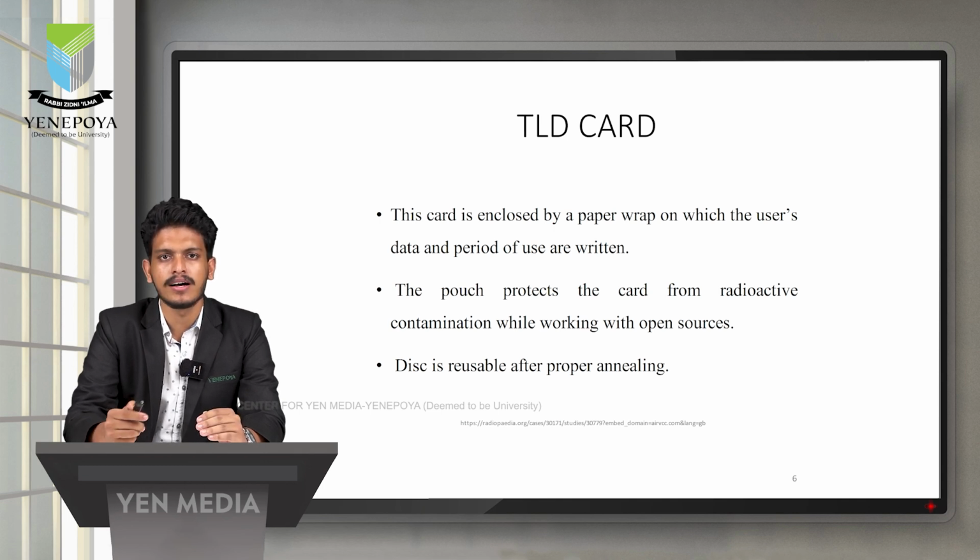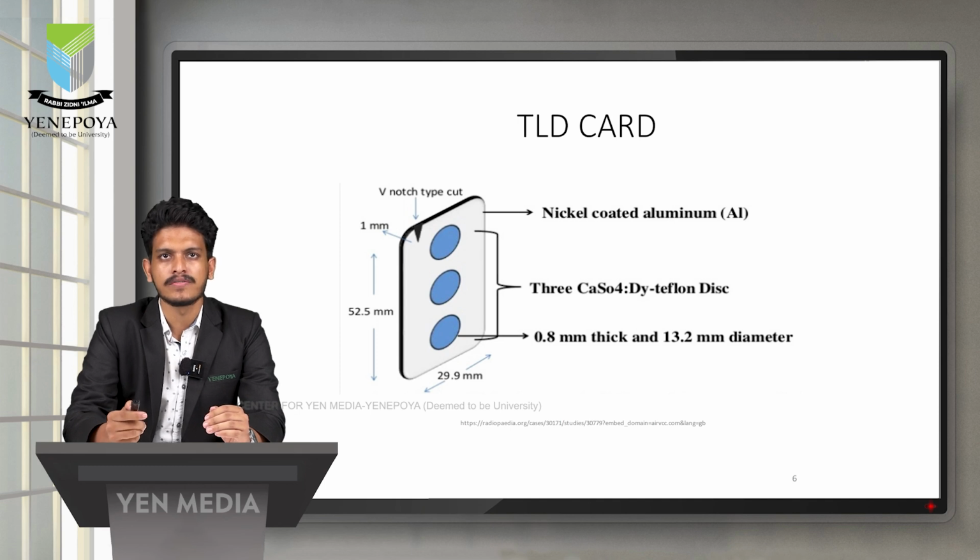So for that specific time period of 3 months, the TLD card mainly shows the details of the user who is using it and from which month to which month. That is a 3-month period. It also consists of a pouch which will protect the TLD card from the effect of the external environment, and it also consists of certain discs. So this is a pictorial representation of the TLD card. It is usually coated using nickel coated aluminium, and it consists of a phosphor crystal which is embedded in a Teflon disc. It has 0.8 mm thickness and 13.2 mm diameter. So these are the basic things regarding the TLD card.